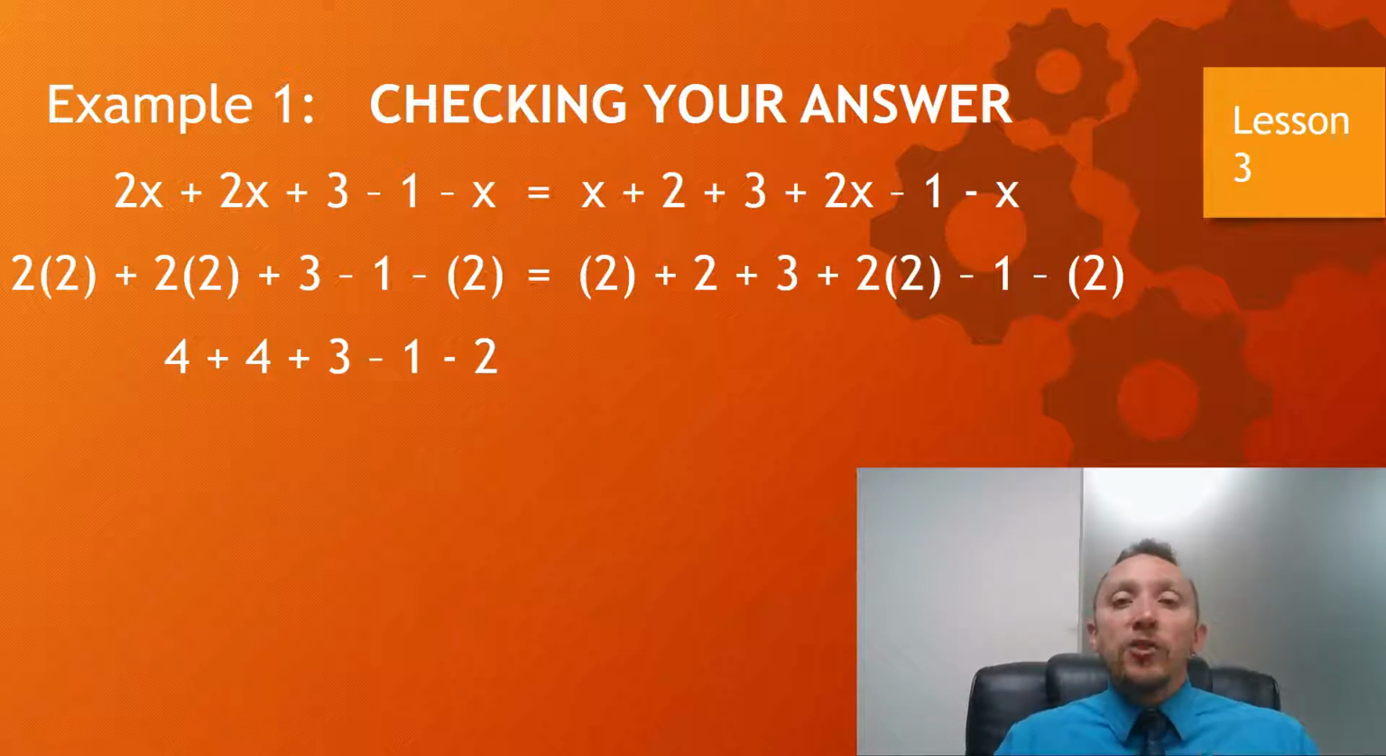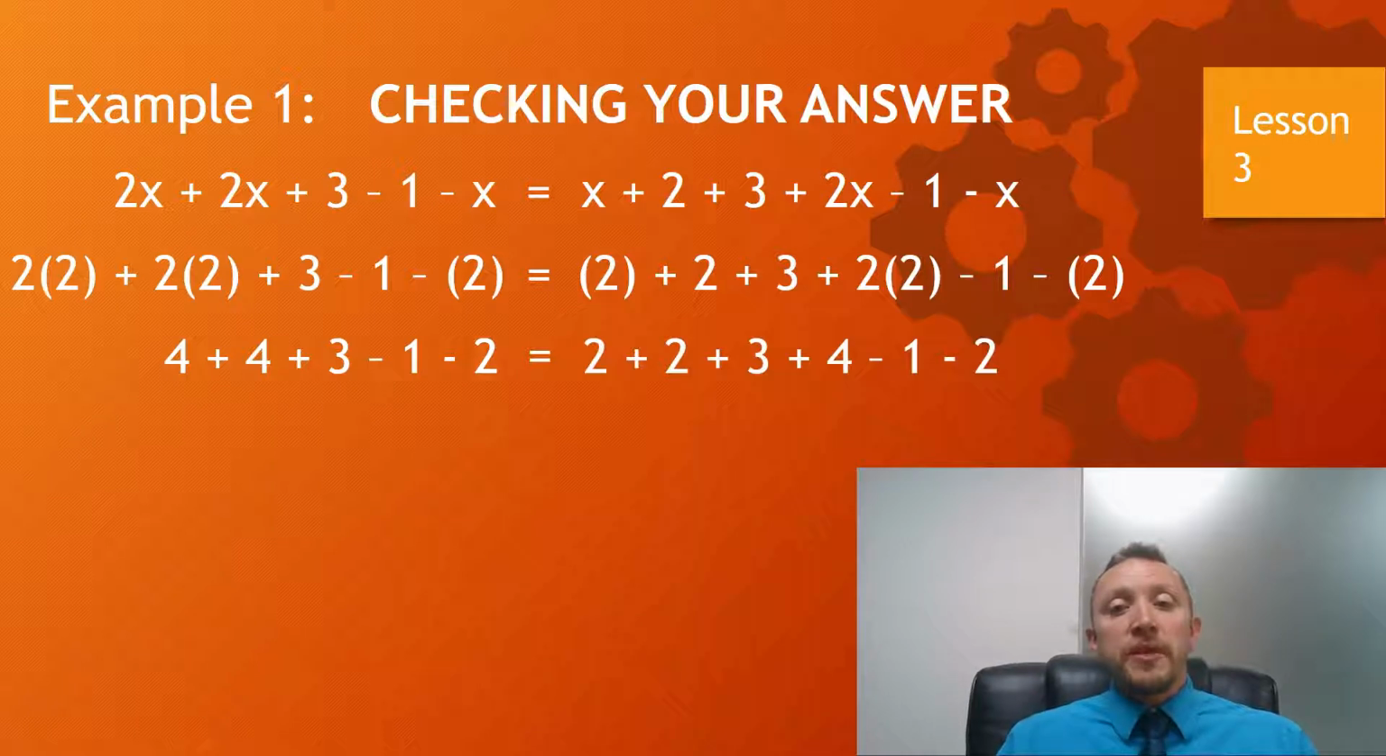Okay, so now we're going to add those together, going from left to right. 4 plus 4 is 8. 8 plus 3 is 11. 11 take away 1 is 10. 10 take away 2 is 8. So all of that long string of numbers simplifies to be 8. I got ahead of myself.